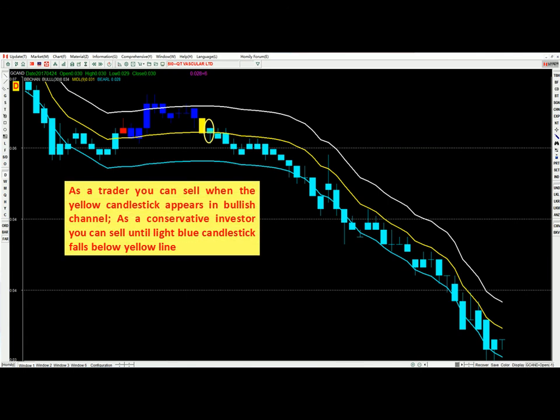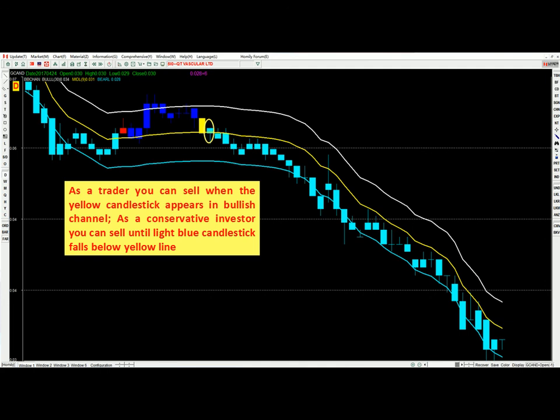As a trader, you can sell when the yellow candlestick appears in the bullish channel. As a conservative investor, you can sell until the light blue candlestick falls below. So if you see here, you never sell, right? Maybe you think I need to wait and see. Then if you see the light blue candlestick break out downward through the yellow line and the yellow line is down, you should sell out your stocks.